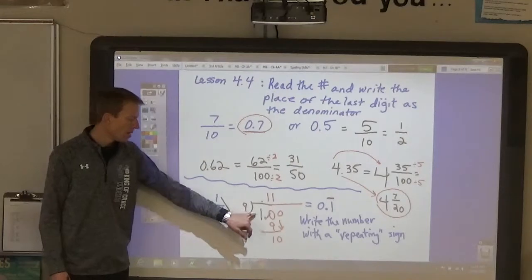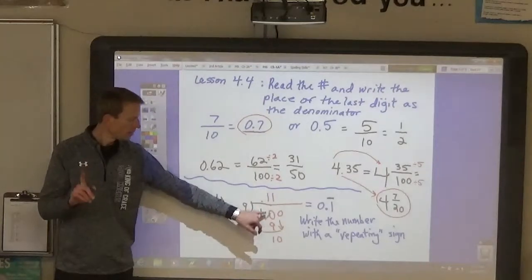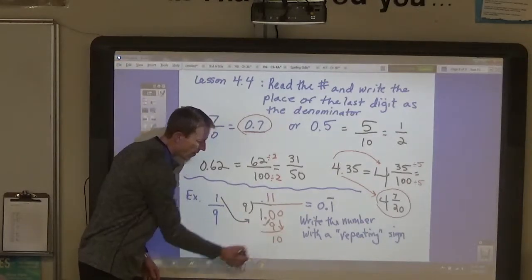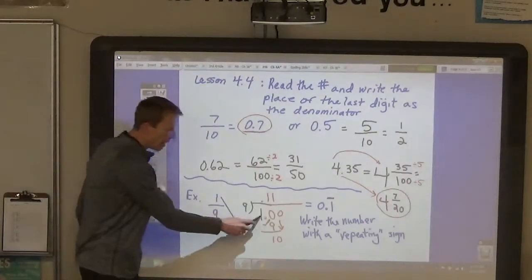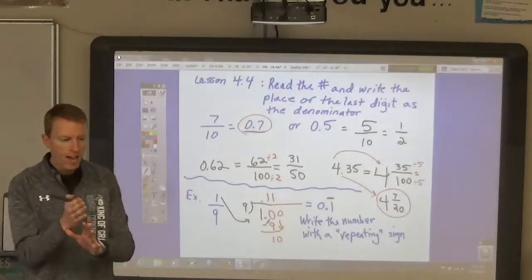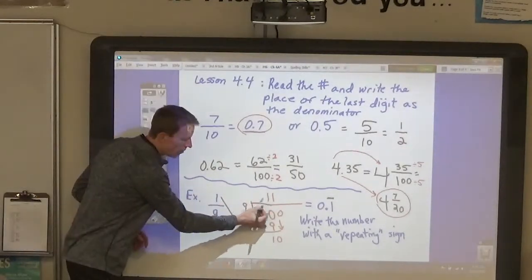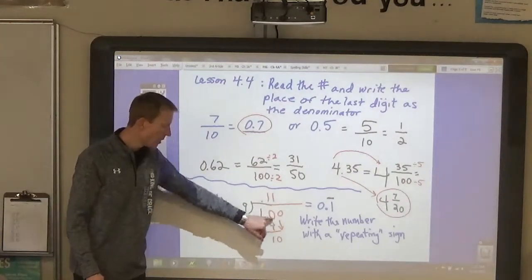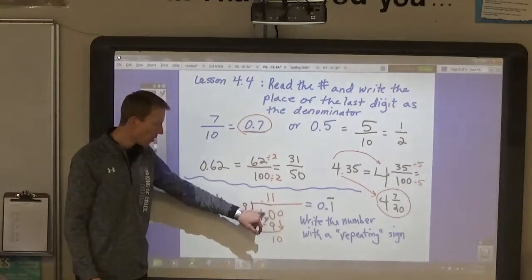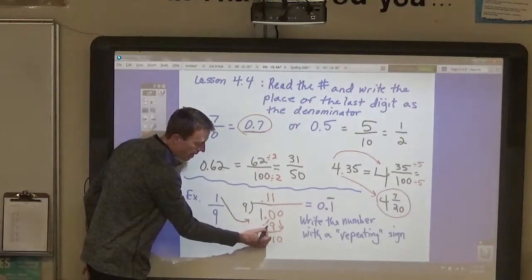Then 9 goes into 10, how many times? Once. So that's that 1. 1 times 9 is 9. We subtract this. 10, and remember when we're dividing it out, once we know where the decimal point goes, then you ignore it when you're dividing it out. You simply divide this out treating this like the number 10, not treating it like 1.0. We simply need to know where the decimal point goes. But we treat this as 10 minus 9.